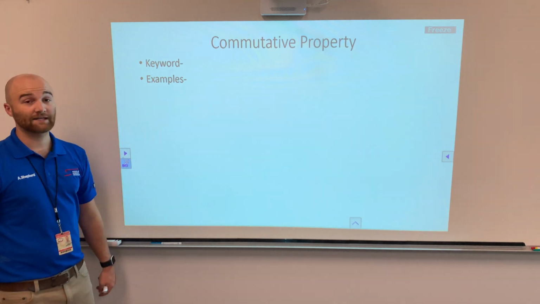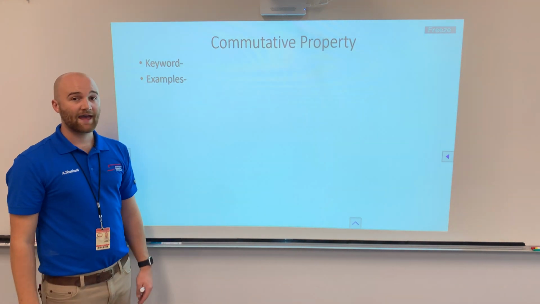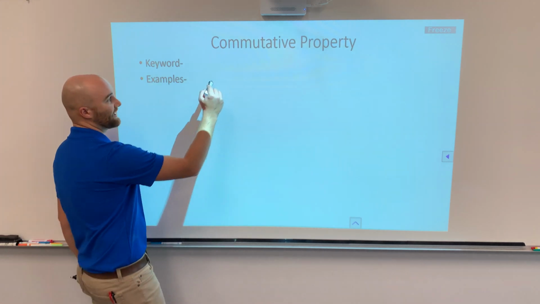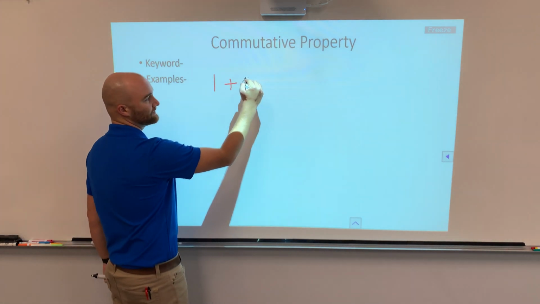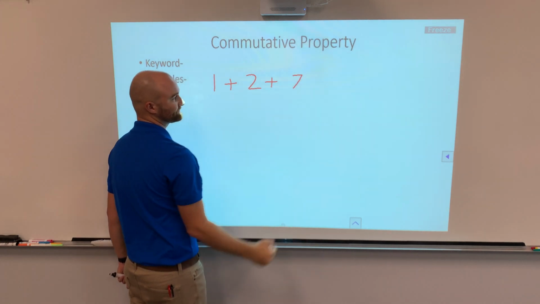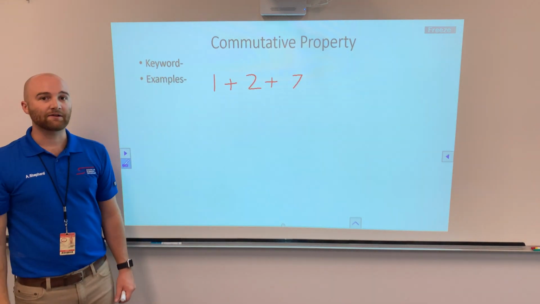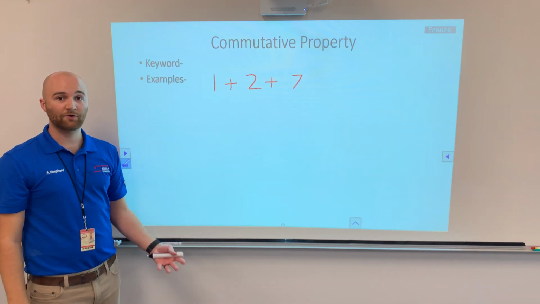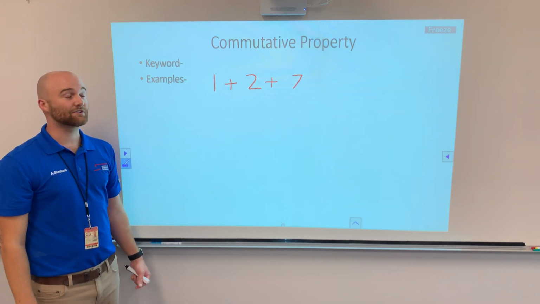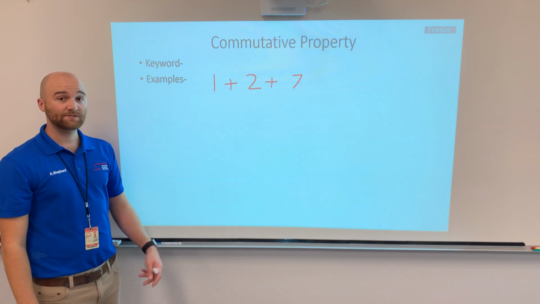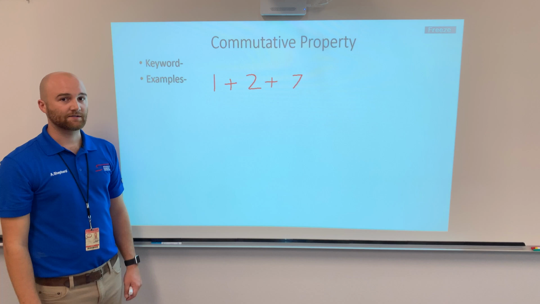Let's try another one. This time, I'm going to make it a little bit more complicated. I'm going to add in not just two numbers, but 3 numbers. What if I had 1 plus 2 plus 7? Think about if there's a different way of writing that. After you've come up with your other way, think if there's even more than just that one way. Go ahead and pause the video right now and try it.